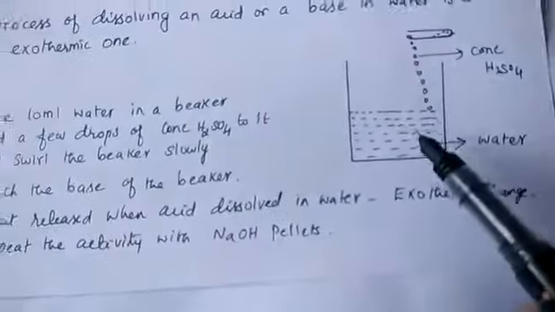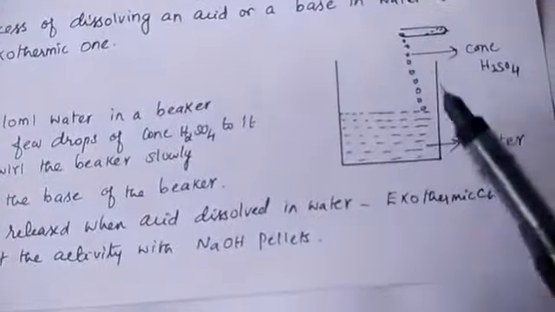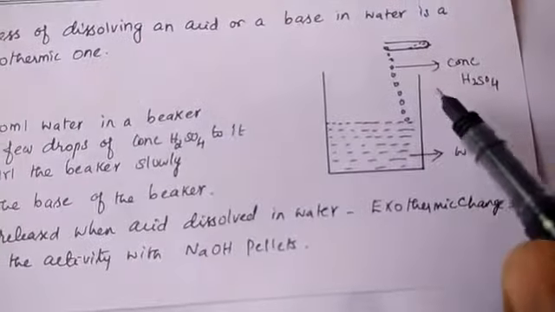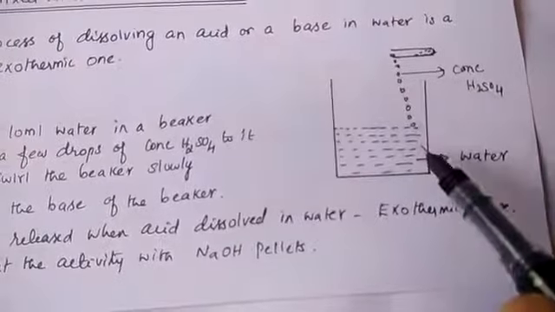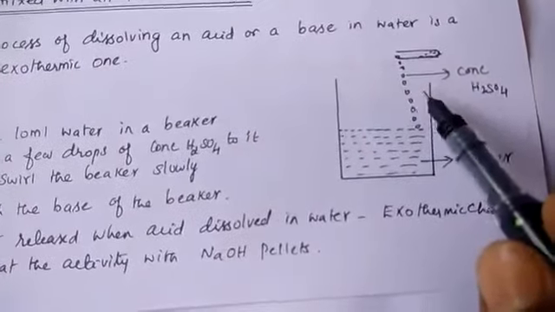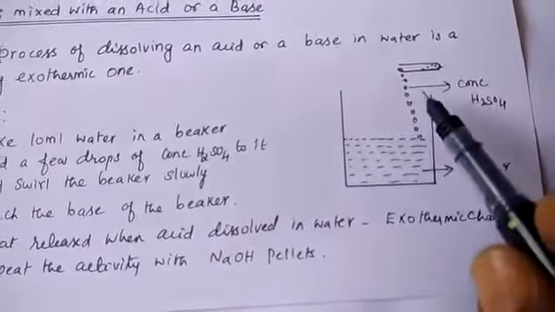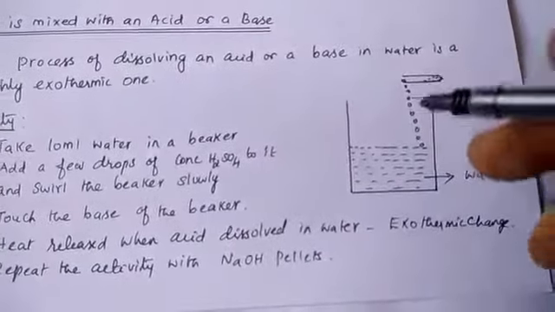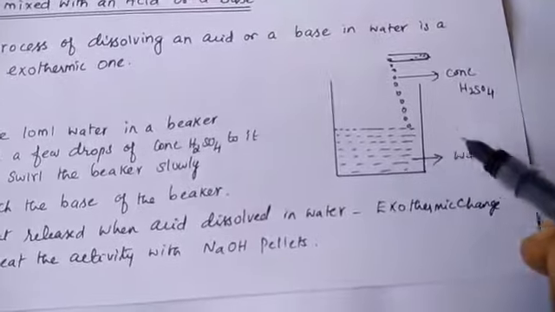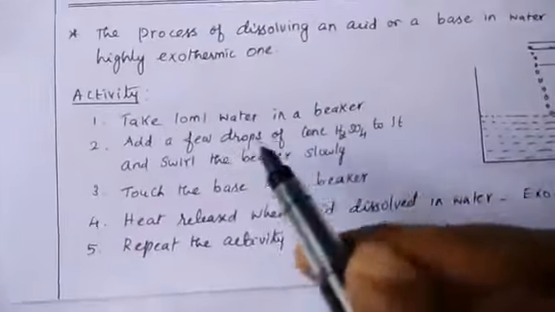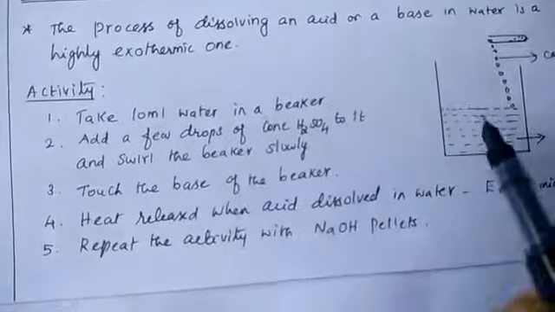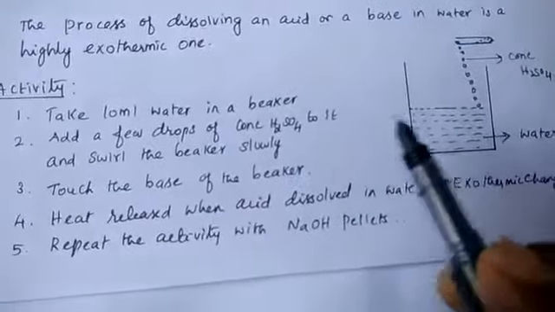Now you see an activity. You take one beaker and fill it with water. You add concentrated sulfuric acid drop by drop along the side of the beaker, and you stir completely, because high heat is released. Take 10 ml of water in a beaker. This is a beaker containing 10 ml water.